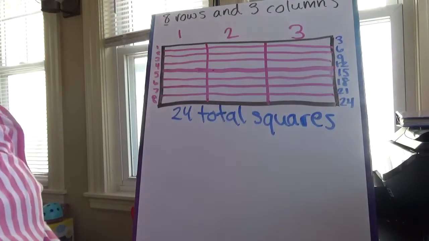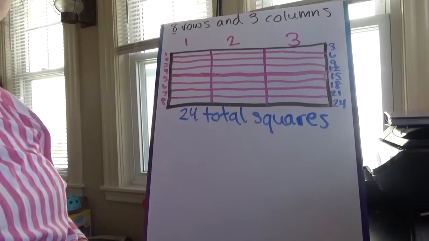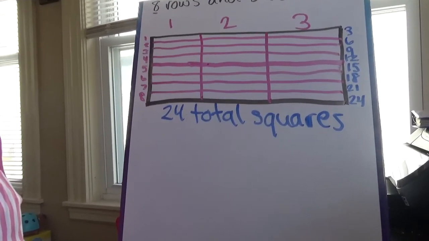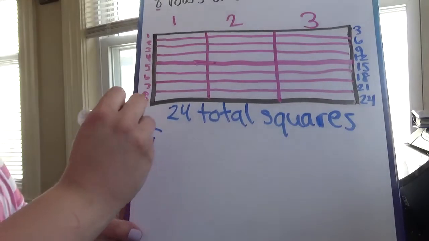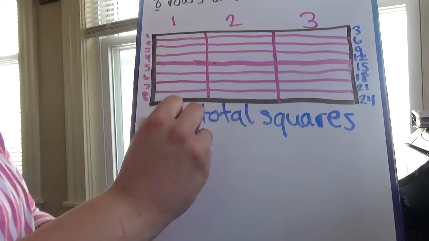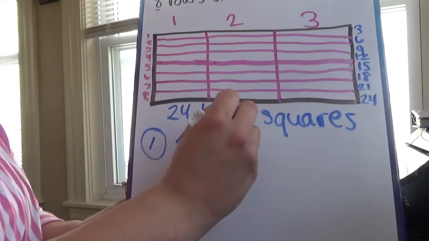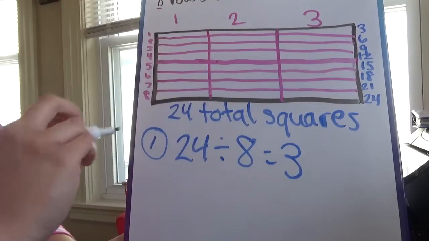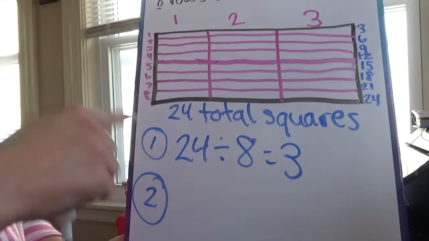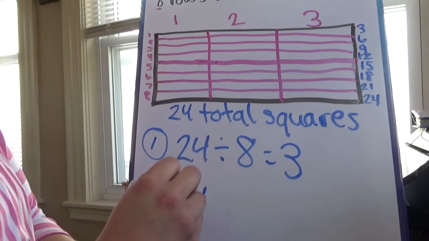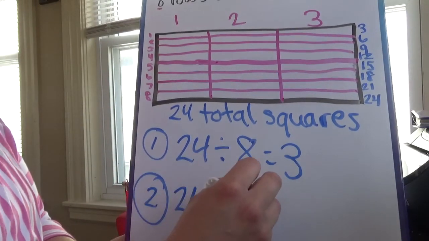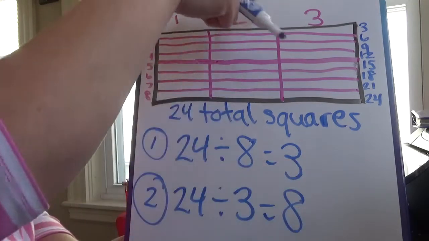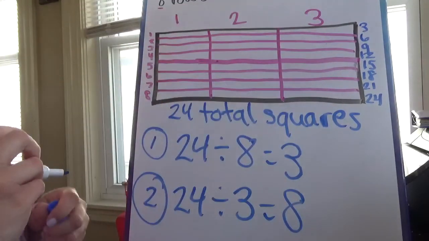So now we're able to write some division number sentences. Starting with our total, of course. The first one would be 24 divided by 8 equals 3. 8 rows, 3 in each. The second one would be the opposite. 24 divided by 3 equals 8. 3 columns with 8 in each.